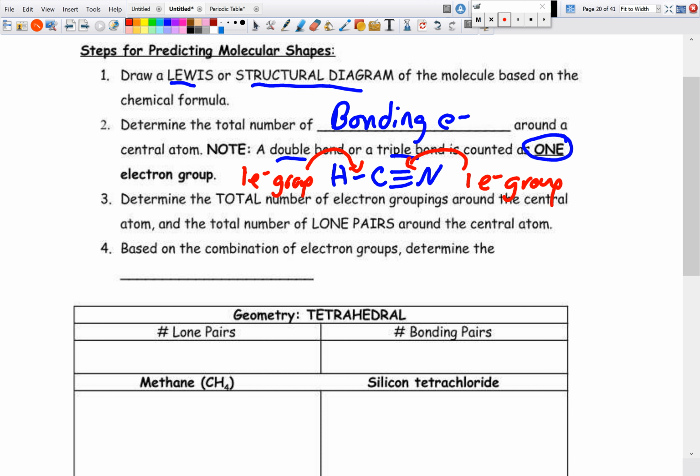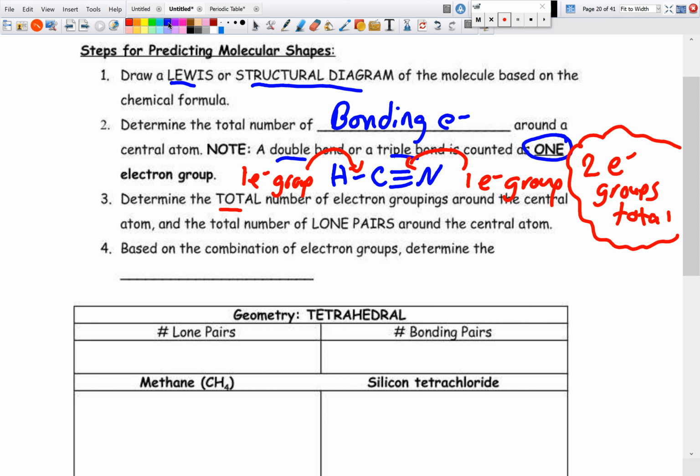So for hydrogen cyanide, we have a grand total of 2 electron groups total. All right, so this will make a little more sense when we get to the lone pairs and the bonding pairs type thing. Now, after we draw out the shape, we're going to determine the total number of electron groupings around the central atom, and that's what I just did right there. So we draw out the shape, and then we look at our electron groups.